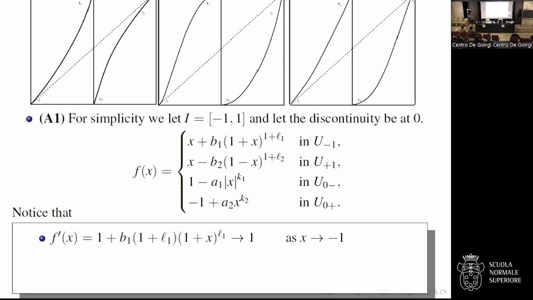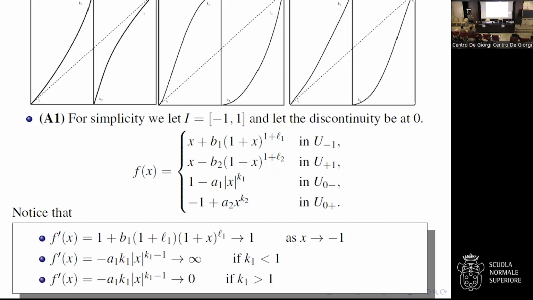And then, again, here you can see that the derivative of this map is minus a constant times x to the k1 minus 1. Right? So depending on whether k1 is less than 1 or bigger than 1, this goes to infinity or 0. So if k1 is less than 1, then this goes to infinity, and you have this situation where the derivative is infinity. And if k1 is greater than 1, then it goes to 0, and you have a critical point, right? If k is very large, you have a very highly degenerate, arbitrarily degenerate critical point.